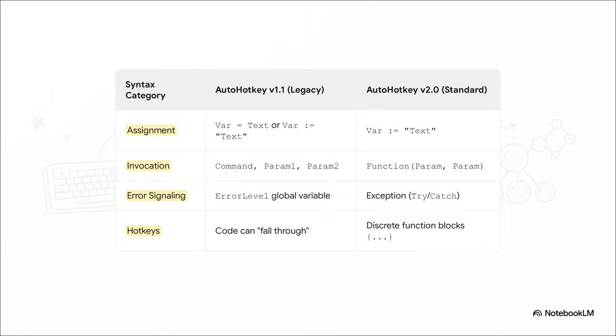Look at assignment in V1. You could do it 2 different ways. In V2, there's just one clear, consistent way to do it. Those old-style commands with commas, gone. They're replaced by standard function calls that everyone recognizes. And instead of checking some vague error-level variable to see if something went wrong, V2 uses modern try and catch blocks to handle errors right when they happen. It's just a huge leap forward.